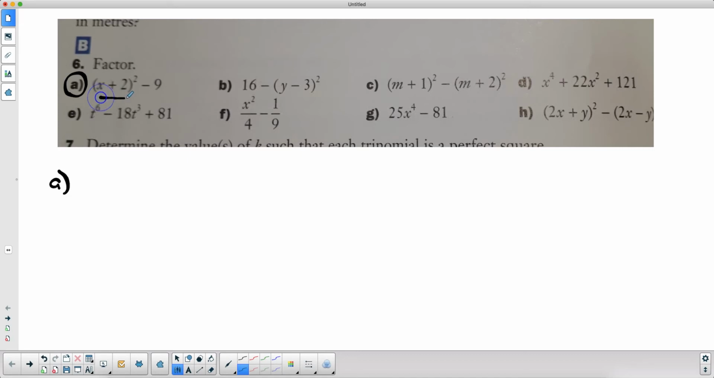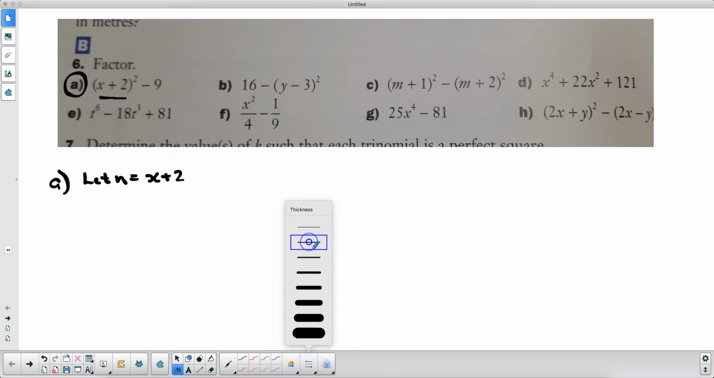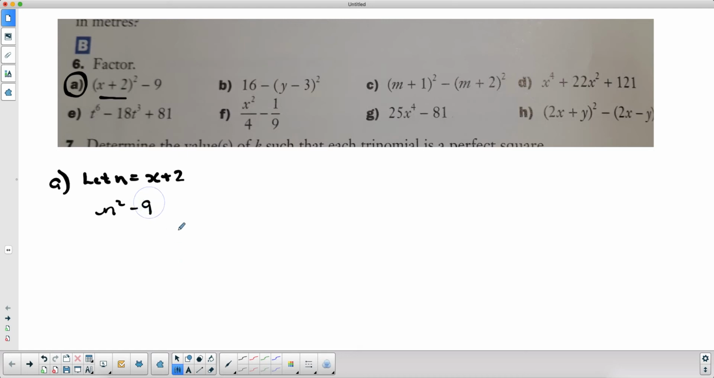what you'll notice is that we've got this something in brackets, which makes it a little bit more complicated. So we're going to do a quick substitution here to make this look a little bit neater. I'm going to say let n equal x plus 2. And if I let n equal x plus 2, then my question is no longer (x plus 2) squared, but n squared minus 9. Now n squared minus 9 is dead easy to do.